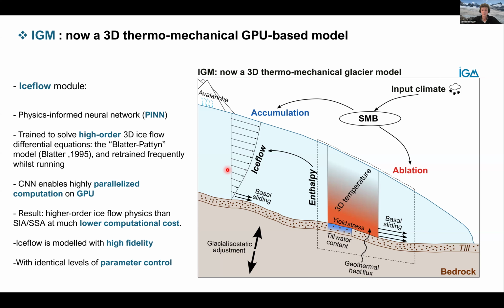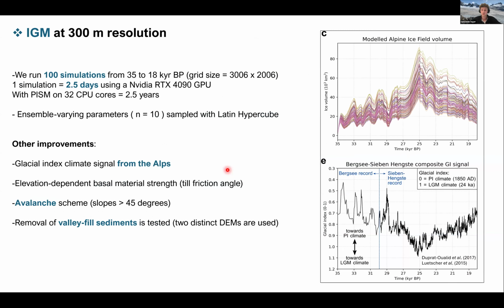And so the take-home message is that now we can model high-order ice flow physics with high fidelity and the same level of parameter control as before, but at a much lower computational cost. And so the result of this new tool is that we can model the entire Alpine ice field at 300-meter resolution. Here in this experiment, we run from 35,000 years ago to 18,000 years ago, so we bracket the full LGM period. You can see here a time series of modeled ice field volume for these 100 simulations. We have a grid size of 3006 by 2006, for the modelers that are interested. And we can compute this in 2.5 days with this GPU.